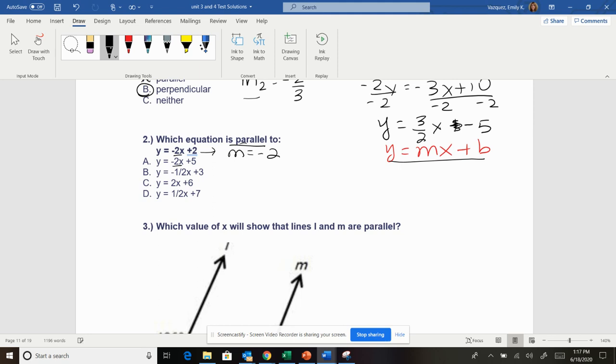All I'm doing, all of these are in slope-intercept form. So all I'm doing is looking at the m's on each of my multiple choice answers. And I know that parallel lines have the same slope. So if my slope is negative 2 for this one, which line also has a slope of negative 2? And A is the only one that has the exact same slope.